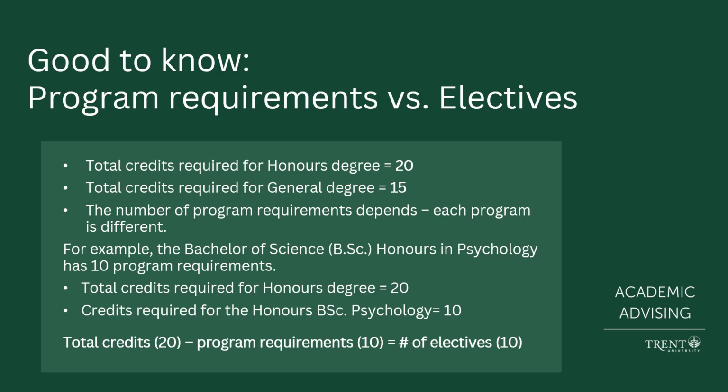For example, the Bachelor of Science Honors in Psychology has 10 program requirements. The total number of credits required for an honors degree is 20. By subtracting the psychology program requirements from the total credits required, you are left with 10 credits. That is the number of electives required for this degree. The honors psychology degree requires 10 program requirements and 10 electives.